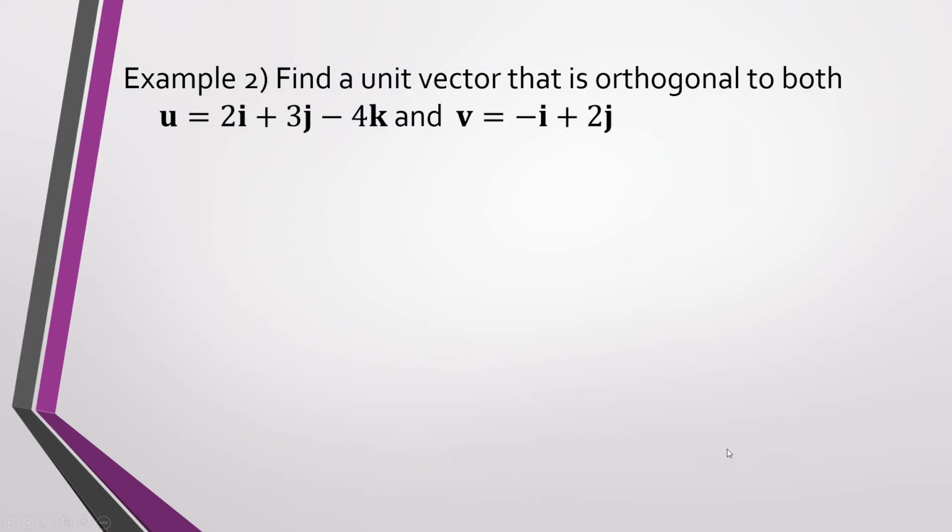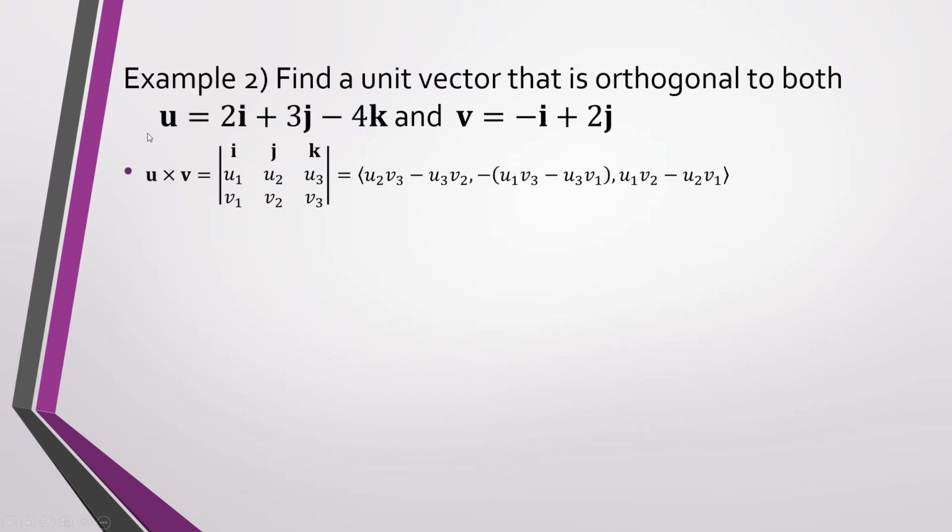For example 2, we're going to find a unit vector that is orthogonal to both vector u, which is equal to 2i plus 3j minus 4k, and vector v, which is equal to negative i plus 2j. So first, to find a vector that's orthogonal to two vectors, we find the cross product. And there, I'm reminding you of our formula again.